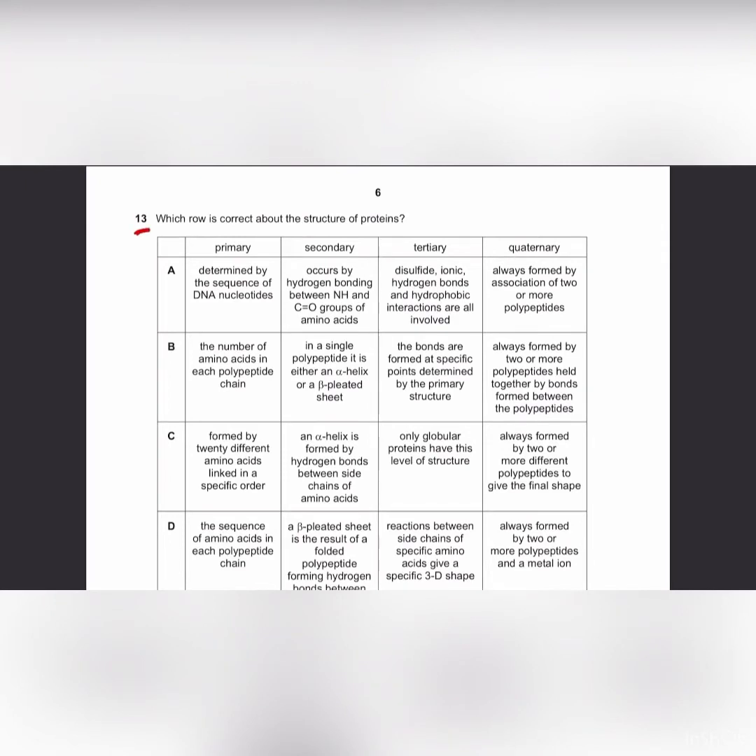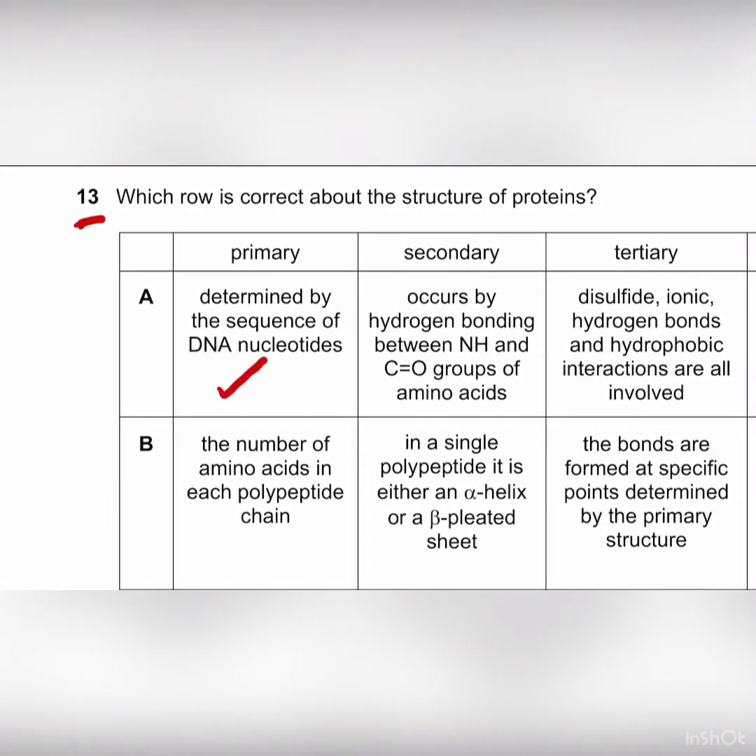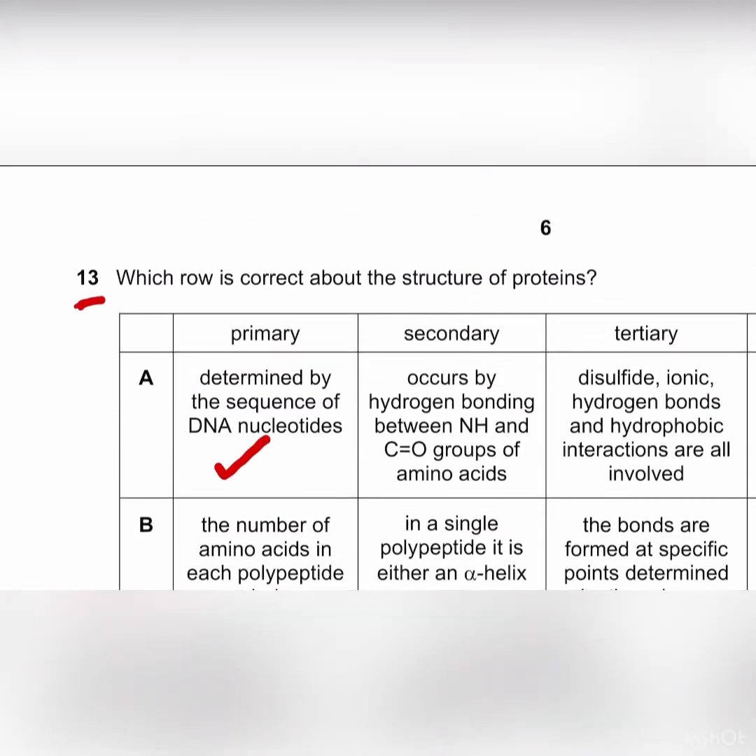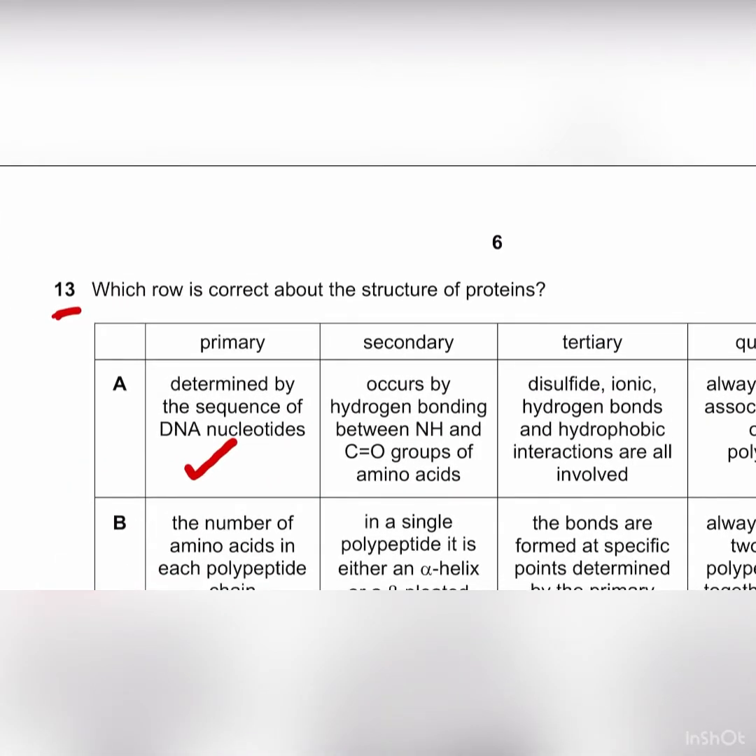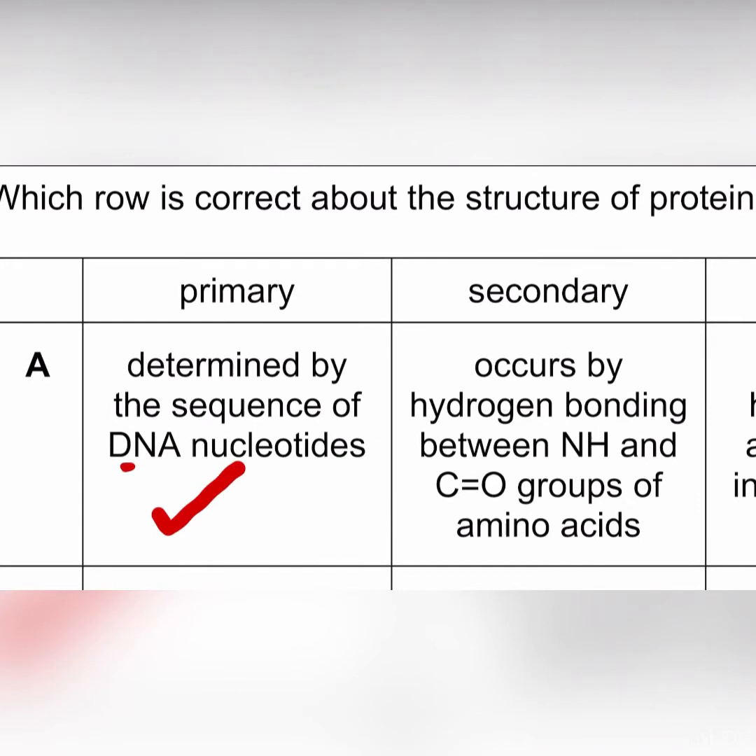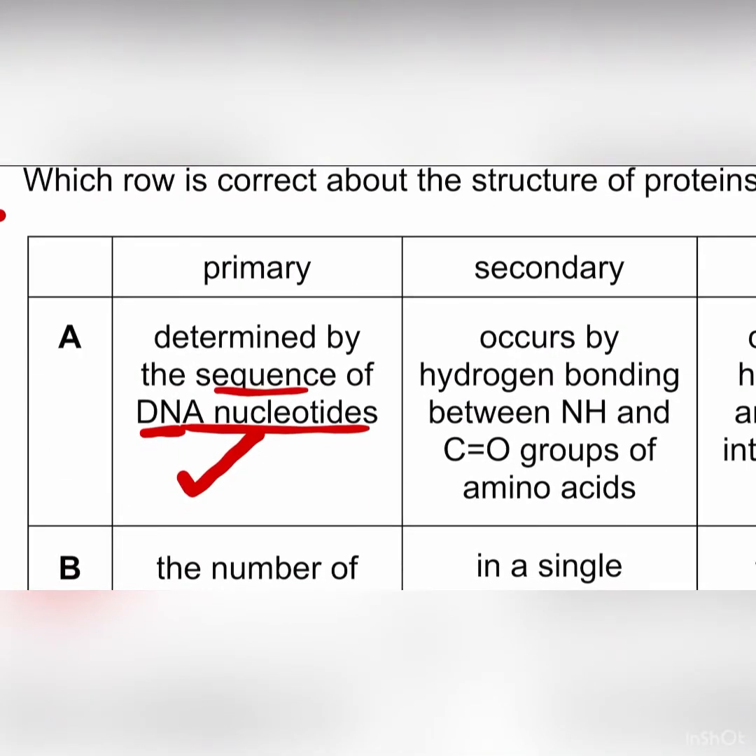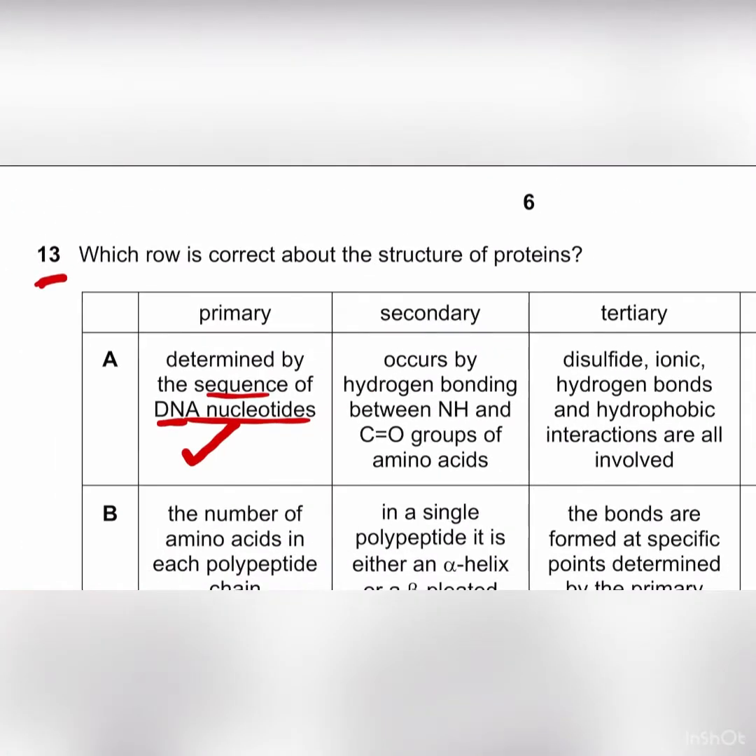Okay, if we talk about the primary structure, let's look at the statements and we will take those statements which are right and we will cross those statements which are false. Determined by the sequence of DNA nucleotides, this is true. Why? Primary structure of proteins is basically the sequence of amino acids in a polypeptide, in which sequence amino acids are attached. As you all know, the DNA nucleotide sequence in a gene determines the sequence of amino acids in a polypeptide or protein. So primary structure is always determined by the sequence of DNA nucleotides of a gene. So this is the true statement.